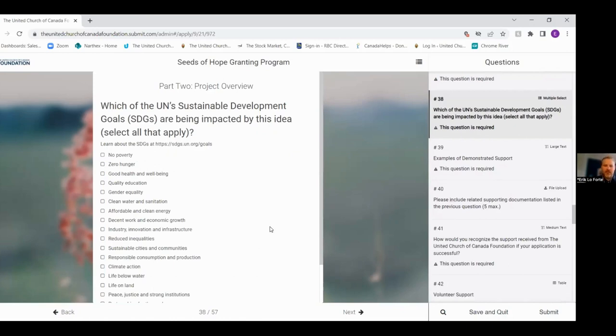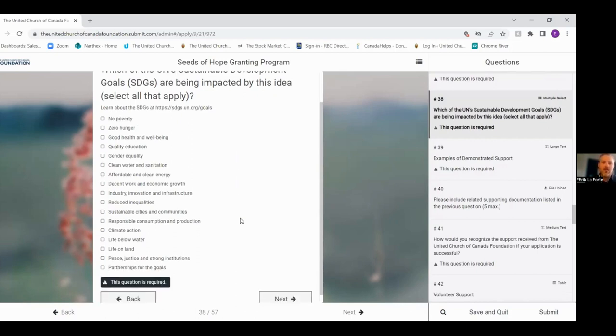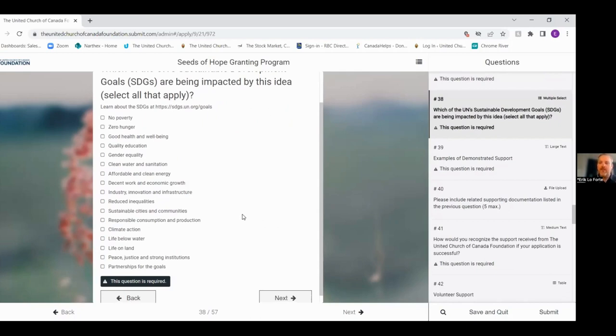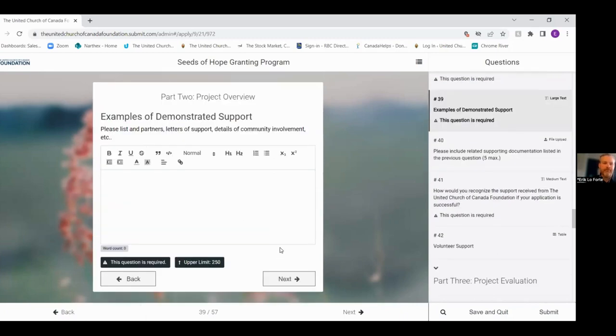And this is a similar question to that: which of the UN Sustainable Development Goals are being impacted by this idea? Again, this is a great process for us to get a sense of the greater picture of your project, but I think it's also a really great exercise as the applicant to look at your project and say, what are we doing with this project outside of the direct obvious implications? What else is there? And so you can click all that apply. And you can also visit the UN's website to read more about this project if you're unfamiliar with it.